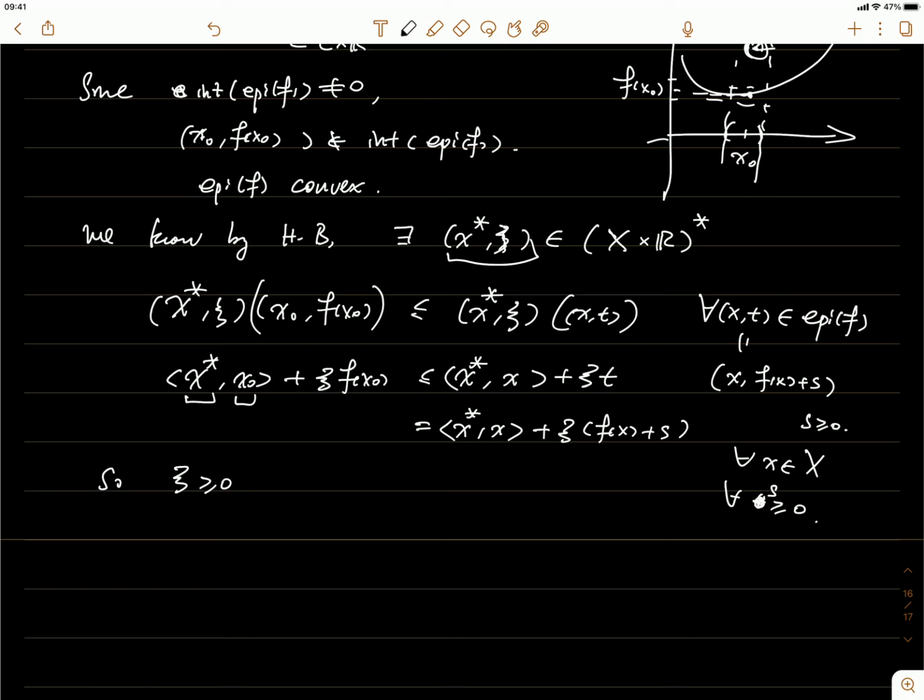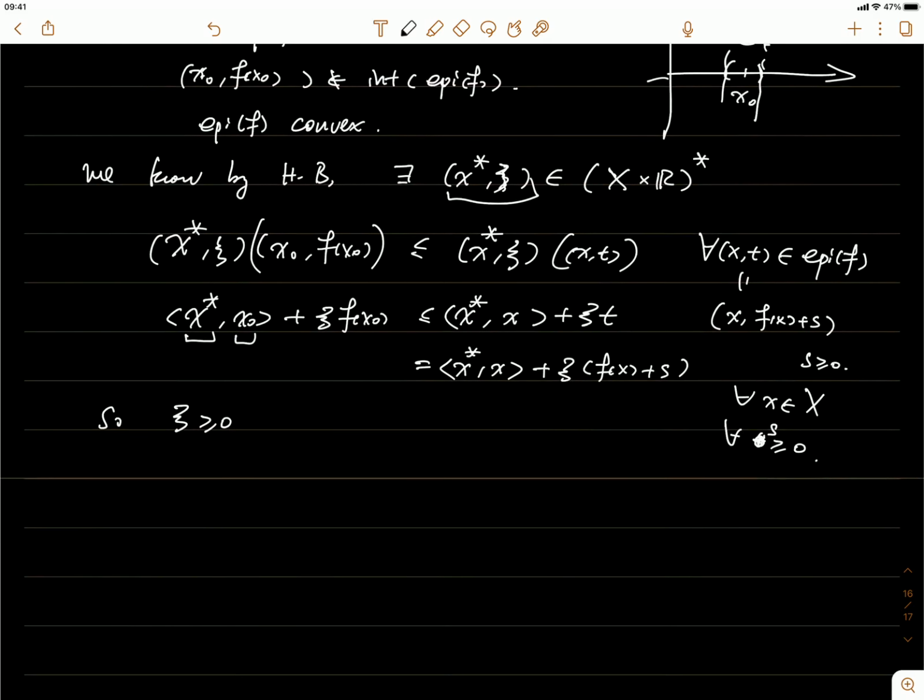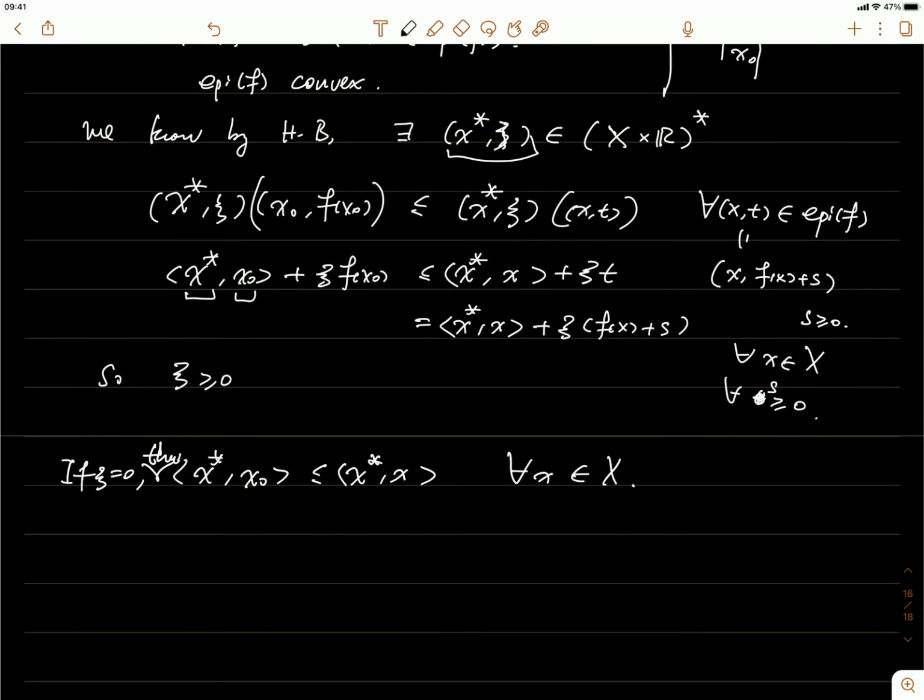Okay. We actually can claim that c is strictly greater than zero, because if not, then we'll have x star. So if c is equal to zero, then as you can see, the left hand side will only have x star and x naught left, and on the right hand side we only have x star and x. And this is true for any x in the space X. And then we can rearrange it, because this f star is just a linear functional, and it can be applied to x minus x naught, and this is always greater than or equal to zero for any x in here.